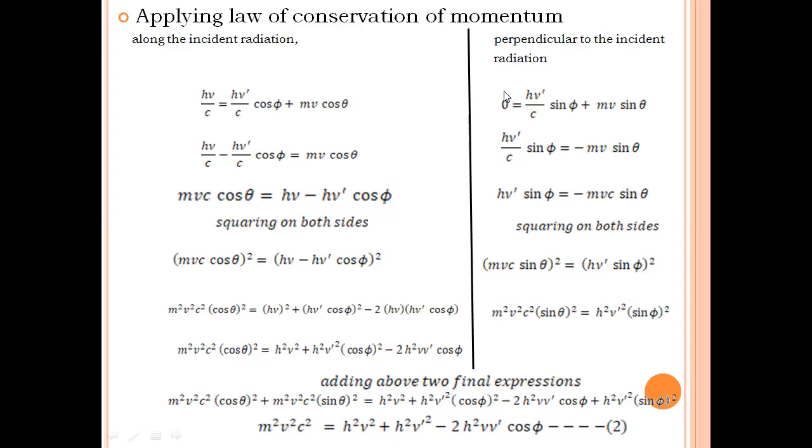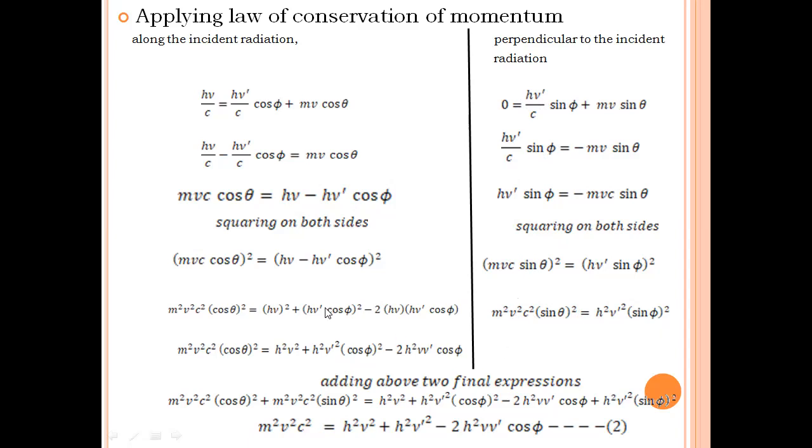Now coming to the other direction, that is the vertical direction, here we are going to take the sine angles. Since the photon is coming only in the horizontal direction, there is no vertical component before collision. So the vertical component before collision will be equal to 0. That is equal to the momentum in the vertical direction after collision, that is h nu prime by c sine phi plus mv sine theta. So just get the terms onto the other side of the equation. By rearranging and squaring on both sides, you get m square v square c square sine square theta is equal to h square nu prime square sine square phi.